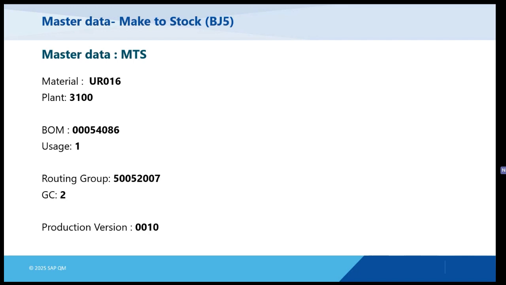And the BOM and the routing are there. You see, this is the BOM, and the usage is production, usage one. And the routing is identified by routing group. You see the routing group and the group counter. So this is an example. With this combination of BOM and usage, I have the production version 0010. So this is a simple scenario, just a material which has a BOM, a routing and a production version.